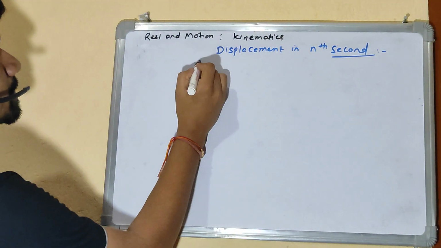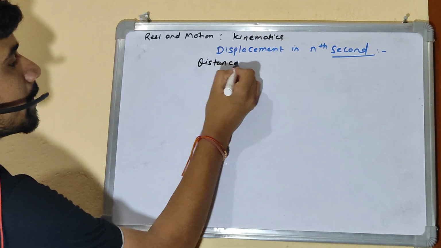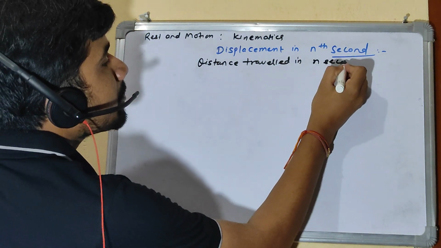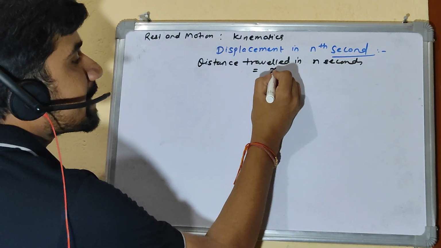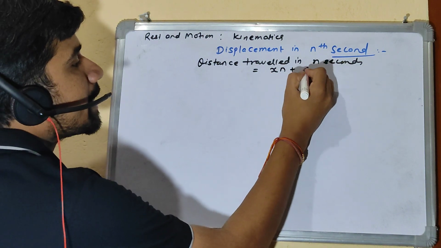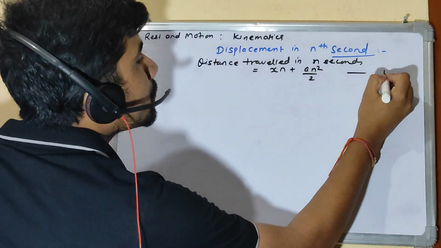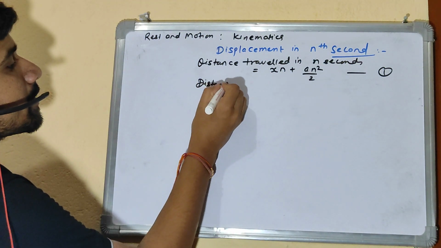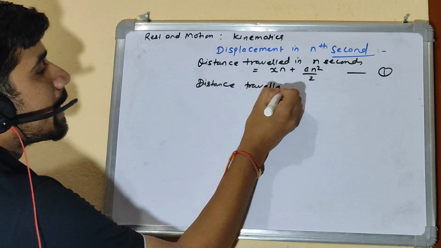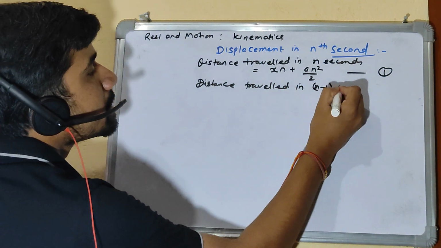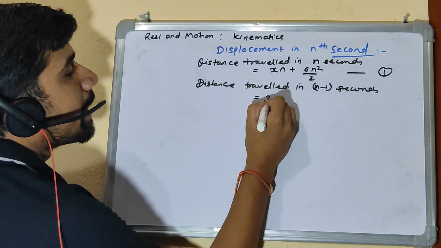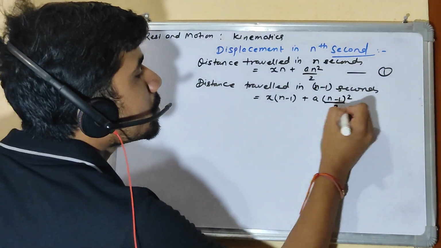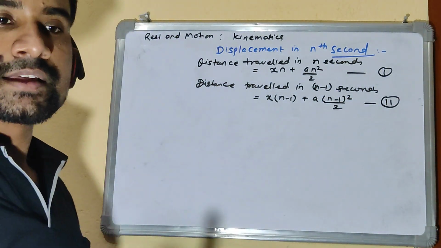So the distance traveled in n seconds will be given by: un plus an square by 2. This is my equation 1. The distance traveled in n minus 1 seconds is u(n minus 1) plus a(n minus 1) square by 2. This is my equation 2.